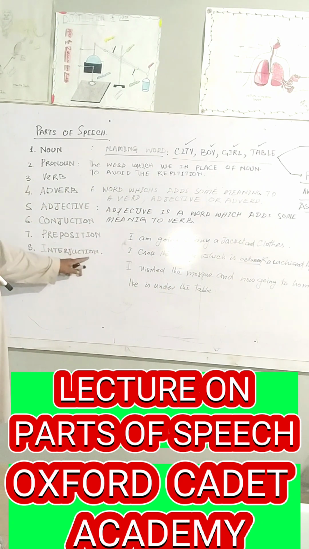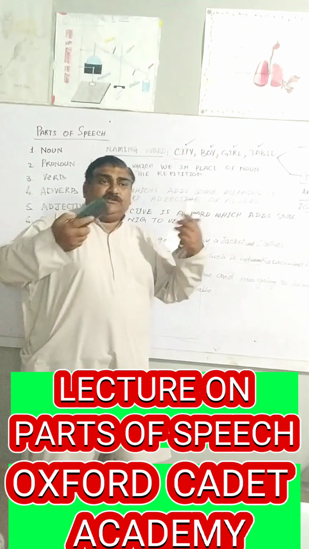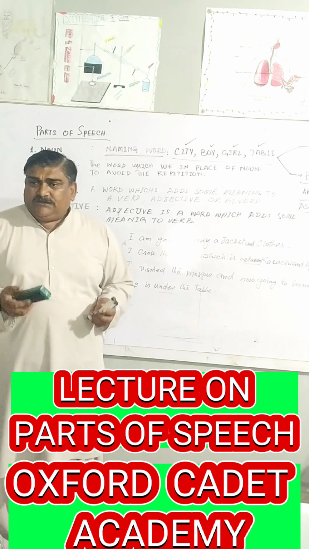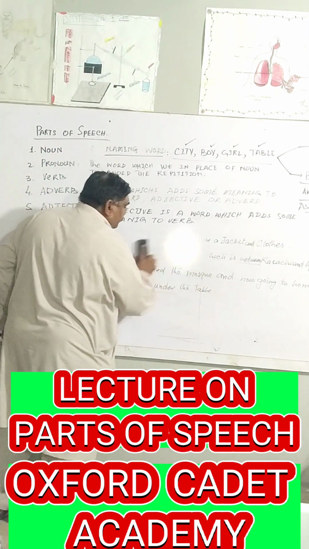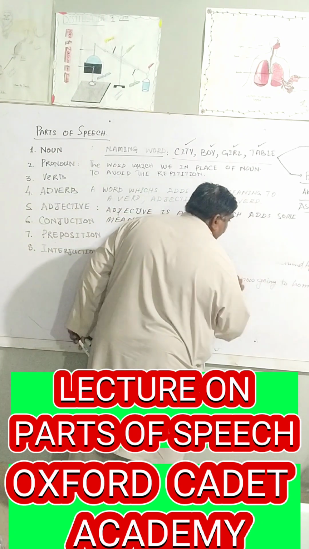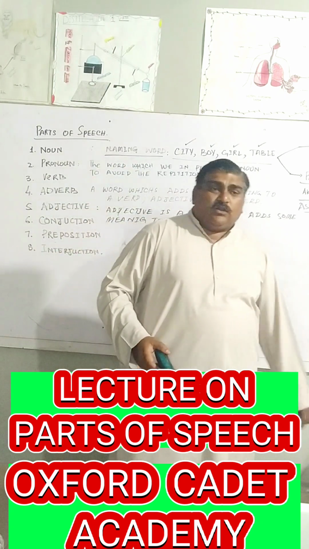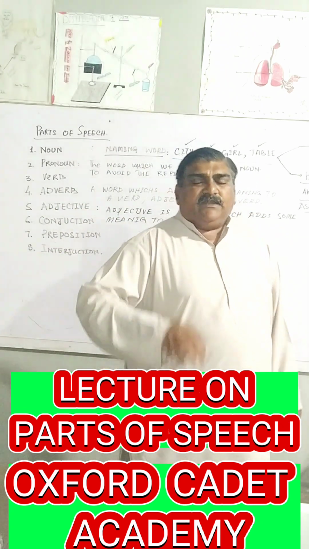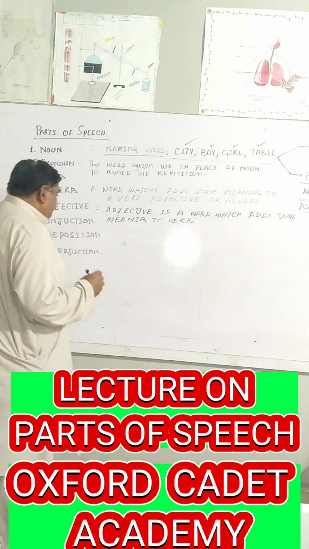Now the last one is the interjection. Interjection is a word which shows our emotions, whether they are happy emotions or sad emotions, right? Whether we are showing griefs, sorrows, worries, or whether we are showing happiness.